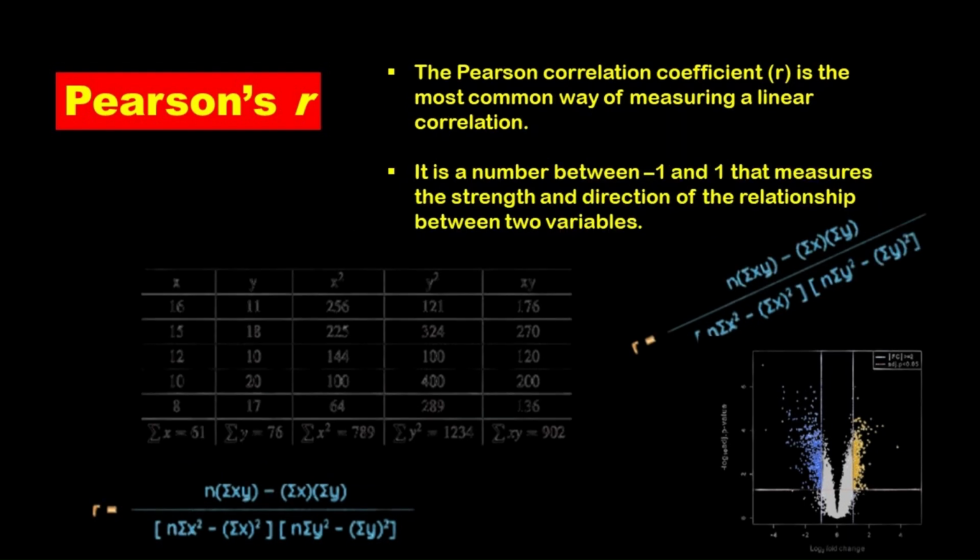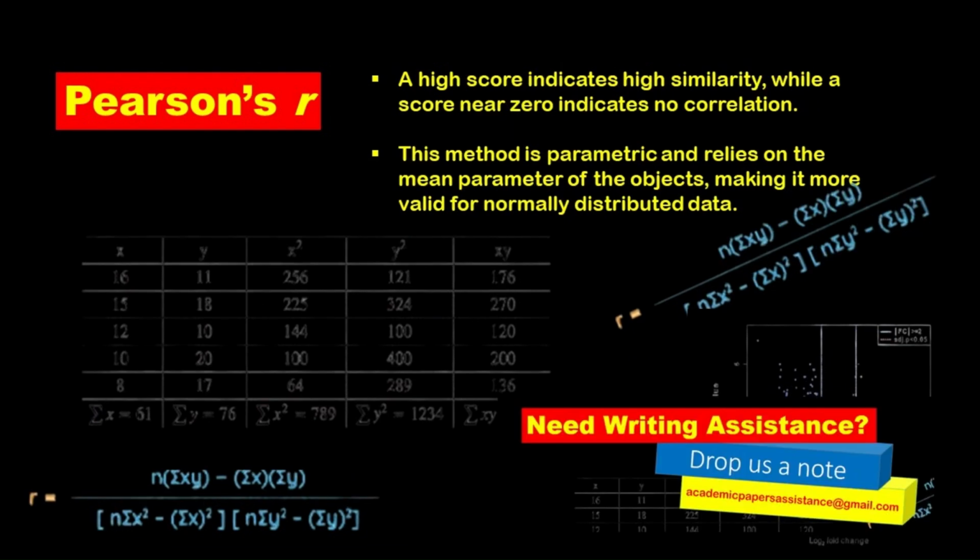The Pearson correlation coefficient, R, is the most common way of measuring a linear correlation. It is a number between -1 and +1 that measures the strength and direction of the relationship between two variables. A high score indicates high similarity, while a score near zero indicates no correlation. This method is parametric and relies on the mean parameter of the objects, making it more valid for normally distributed data.